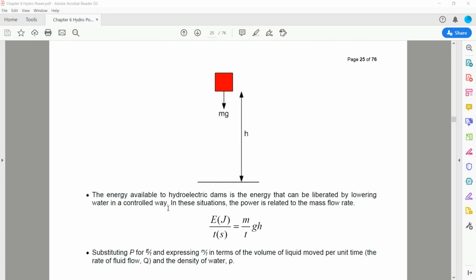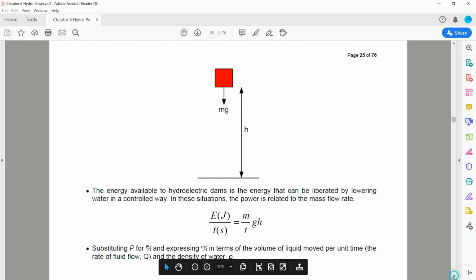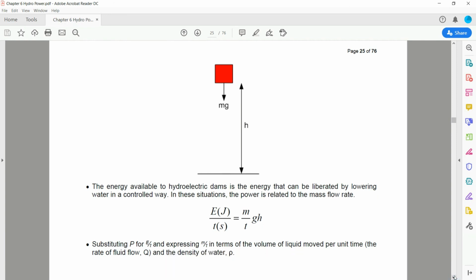So the energy available to hydroelectric dams is the energy that can be liberated by lowering water in a controlled way. In this situation, the power is related to the mass flow rate. So this energy divided by the time T in seconds equals the mass over T multiplied with the gravitational strength and the height. So substituting P equals E over T and expressing M over T in terms of the volume of liquid moved per unit time, the rate of fluid flow Q, and the density of water ρ. So this is equal to P.